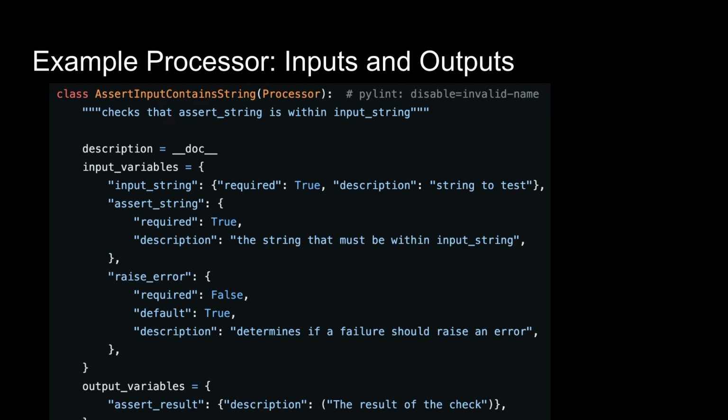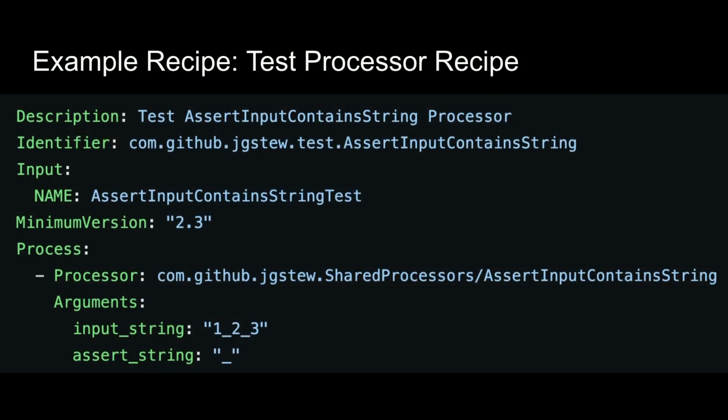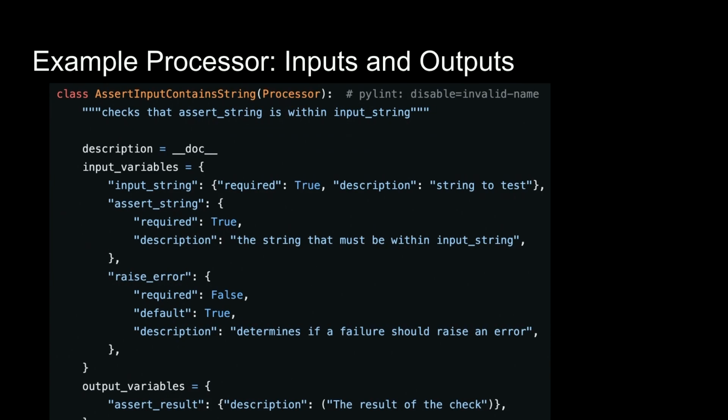That defines how the processor works and what options you have to put in that recipe. So you're going to see the same input string and assert string that was in the recipe here. Under that arguments section, that's what's going to be here in these input variables section. And then the output variables is what's going to come out from that processor. And you should see something similar to this in every single processor that's out there, regardless of whether it's for Windows or Mac, and so on.